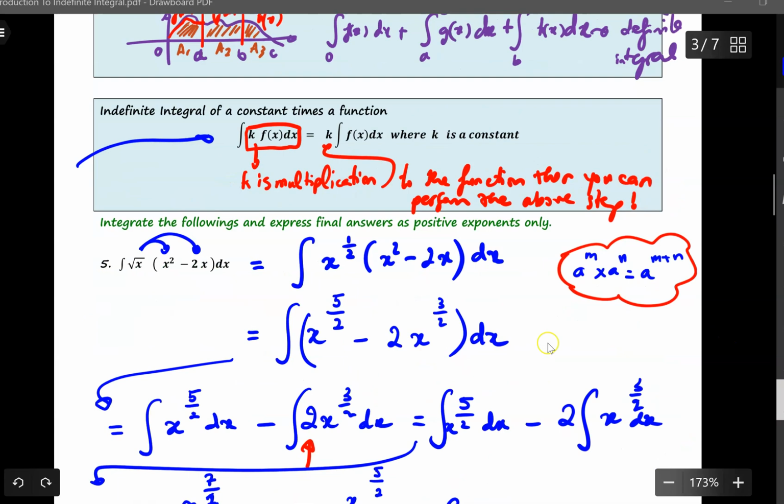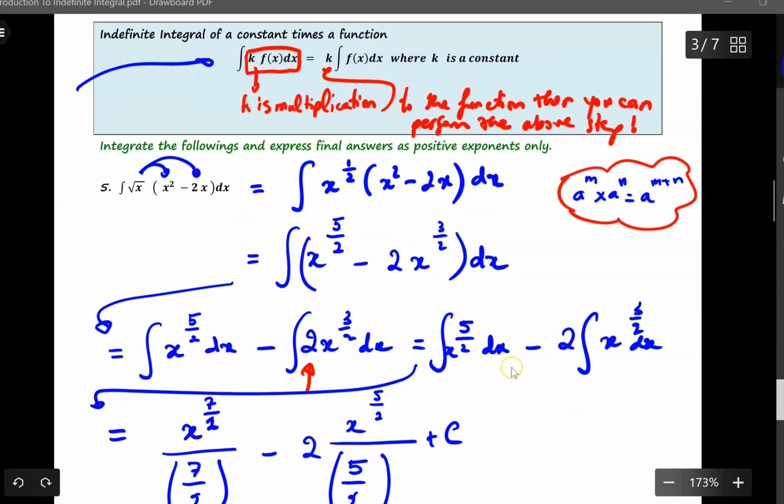Alright, so we finished question number 5. In question number 5, I emphasized to everyone that the square root of x is a function, not a constant. Because you have a binomial here, you multiply by the binomial: distribute by multiplying the square root of x inside each term of the bracket, then convert to exponent, and then we go from there.